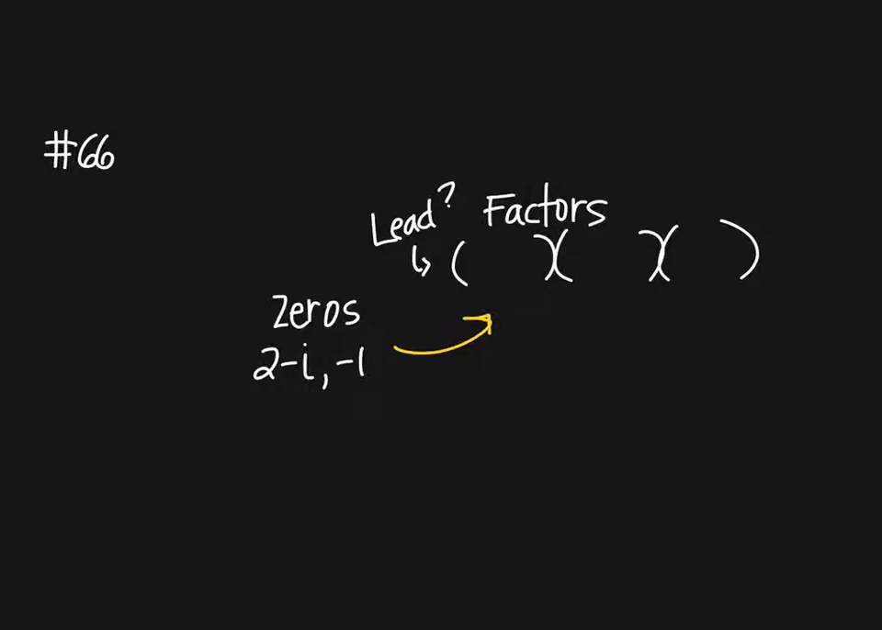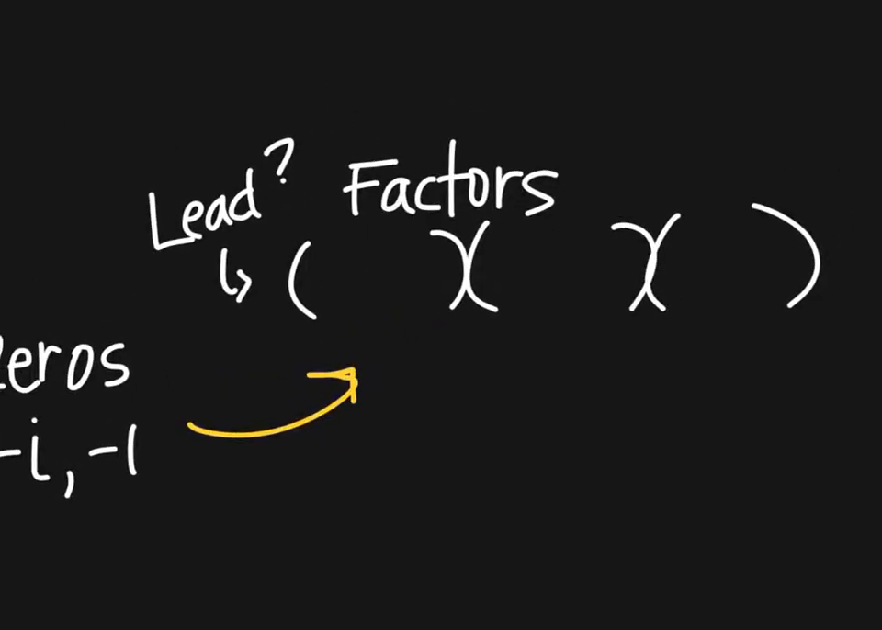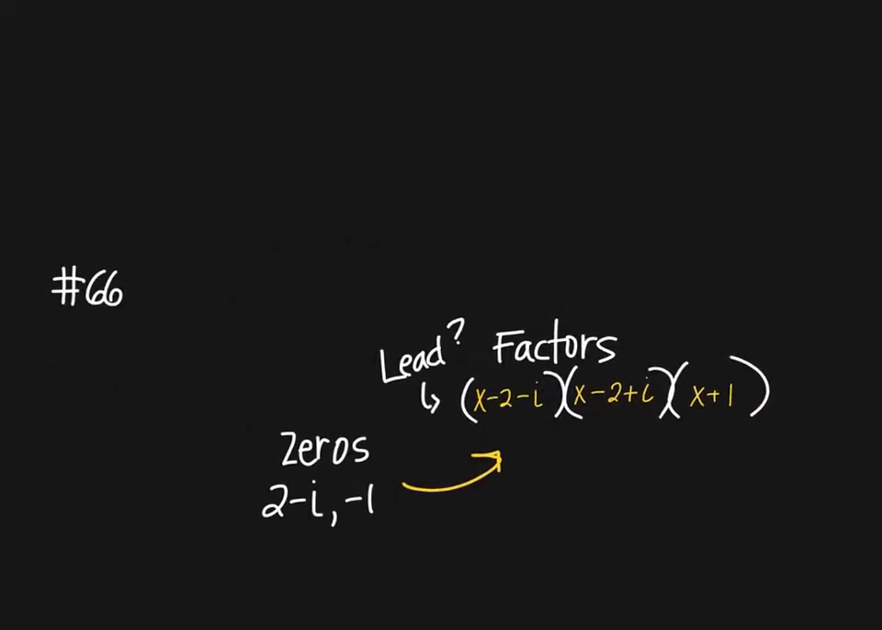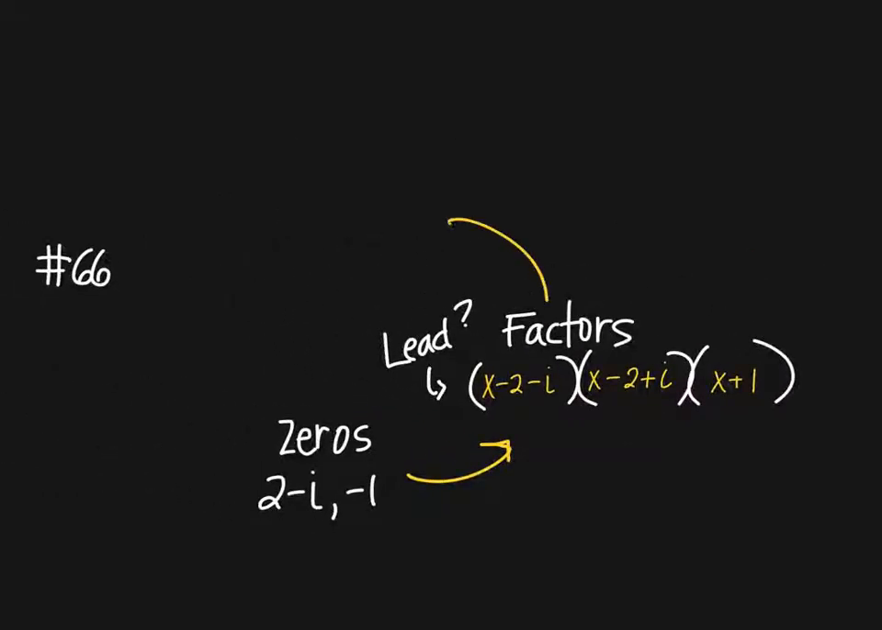Okay, so what will the factors be? x minus 2 minus i and x minus 2 plus i. Okay, good. So I've got 2 of them. And then x plus 1. Okay, great. All right, I still don't know what the lead is yet. That's okay. And then I'm going to go from my factors back around the cycle. I'm going to create a polynomial, which is what it's asking me to do. And I still won't need to figure out the lead.